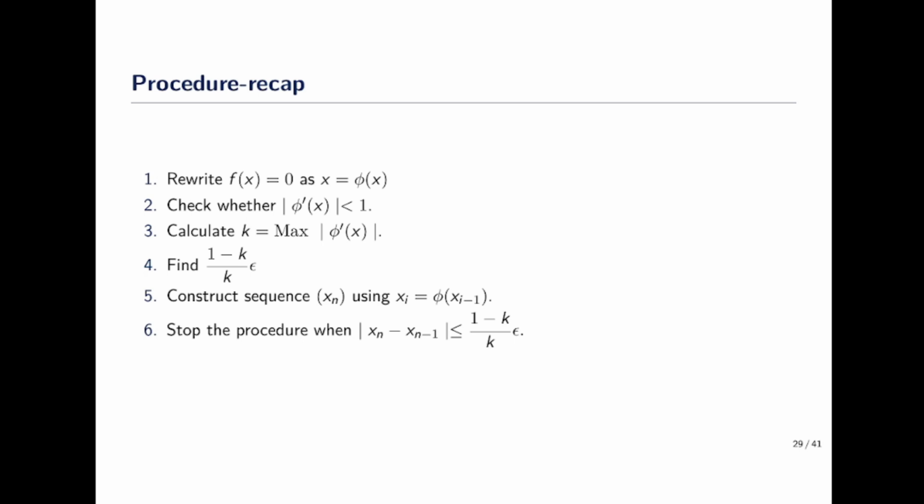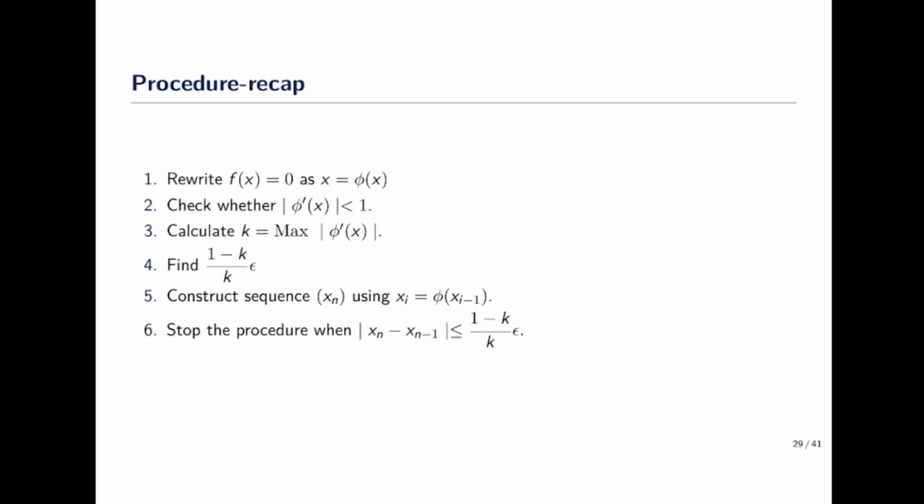After that, we will start constructing the sequence using the formula x_i is equal to phi of x_(i minus 1). We will stop the procedure when the difference between two neighboring terms is less than or equal to (1 minus k) divided by k, times epsilon.